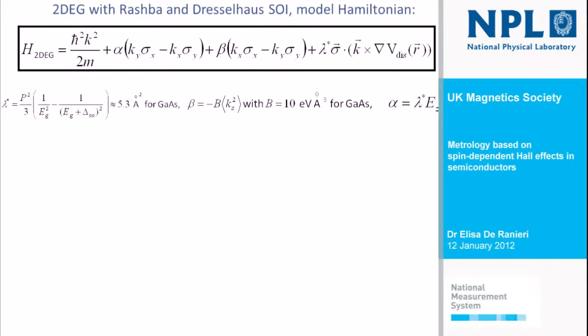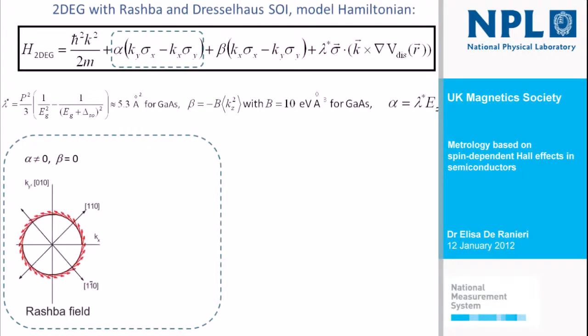In particular, in the structures that are of interest to this project, we are considering a two-dimensional electron gas in gallium arsenide structures, and therefore we have two types of spin-orbit interaction present, both a Rashba type and a Dresselhaus type. And if you look at the Hamiltonian describing the energy of the carriers, you have this first term, which is the Rashba field with this kind of symmetry where the Rashba field is always perpendicular to the K vector.